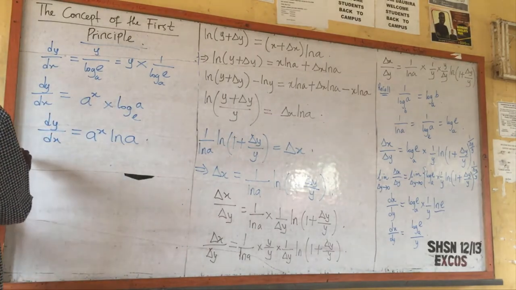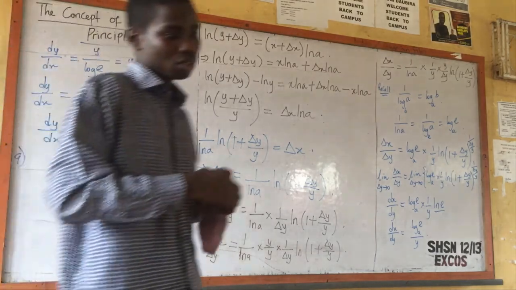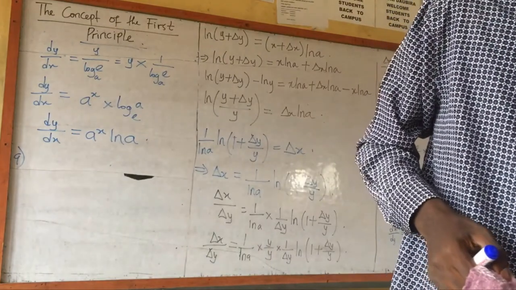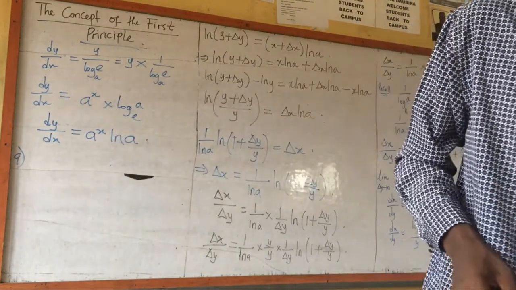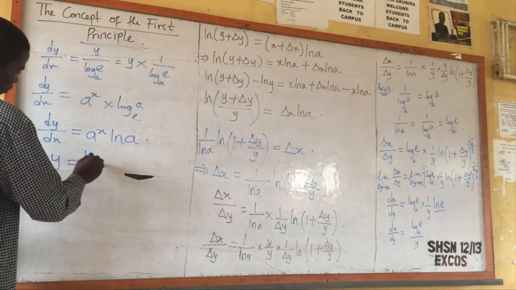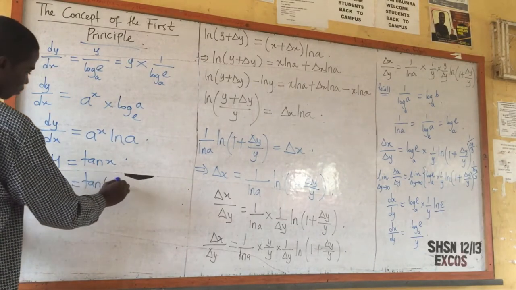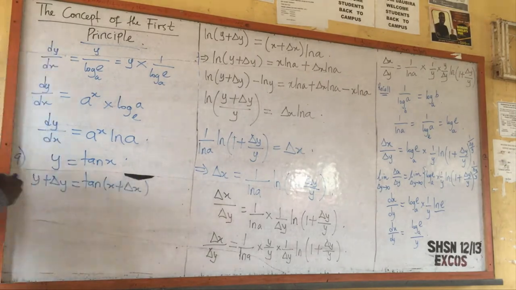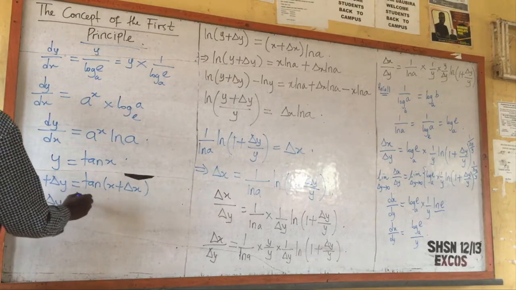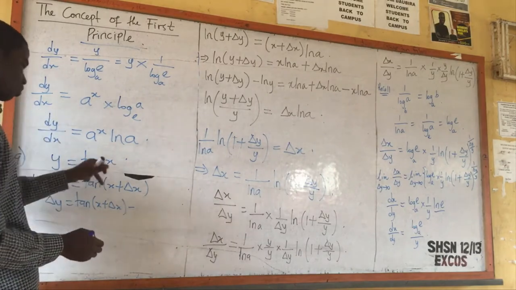Example 9. I think the next one is number 9. Number 9 is tan y equal to tan s. That is another member of trigonometry. So y plus delta y will be tan of s plus delta s. Right? Bring y to the other side. This one will be tan of s plus delta s minus y, but y is tan s.